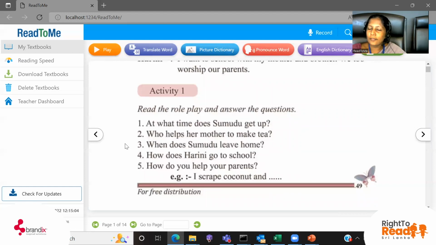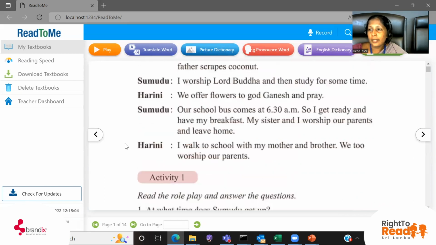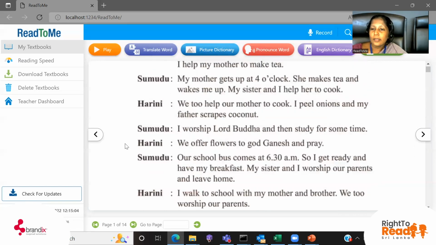For example, they have given you, I scrape the coconut. I help my mother to make tea, right? Sometimes you can arrange your breakfast table. It will be a good help for your mother. Like that way. What are the ways you can help your mother and father?